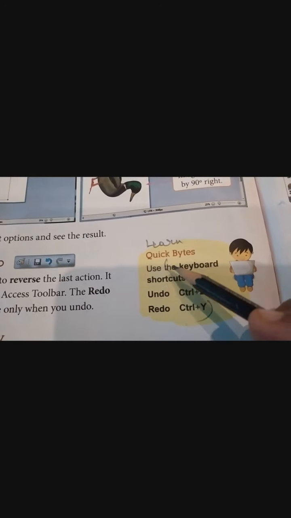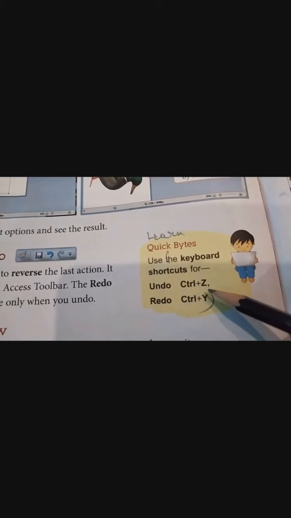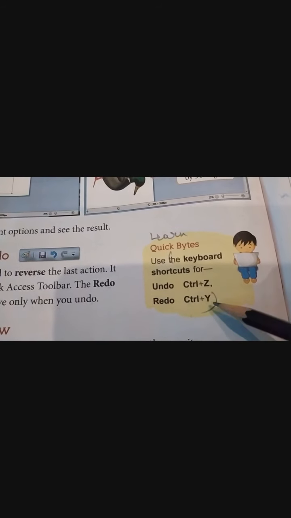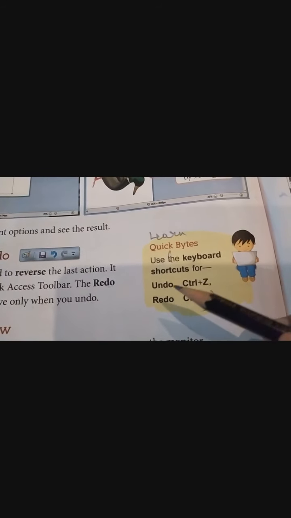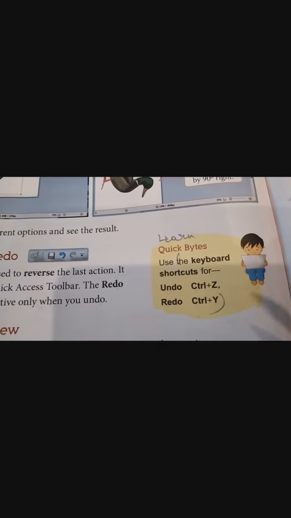Fill in the blanks. The keyboard shortcut for undo, Control plus Z. Redo, Control plus Y.